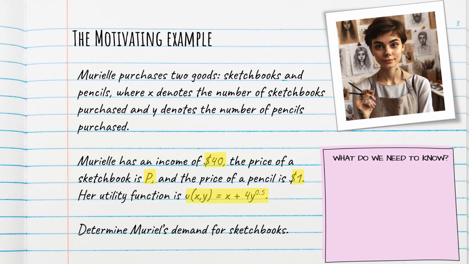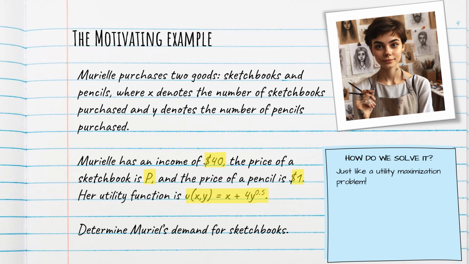What do we need to know in order to answer this question? Turns out all we need is the utility function. How are we going to solve this question? Just like a utility maximization problem, the only difference is we might not have prices for either good or a value for income. Now in this particular question, we do have income and we have the price of a pencil, but we do not have the price of a sketchbook. The question would be much more difficult if income and pencil price were unspecified. Difficult from an algebraic perspective because the demand curves would have a lot of variables hanging around in them.